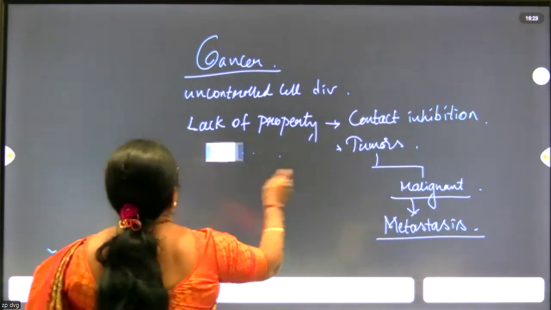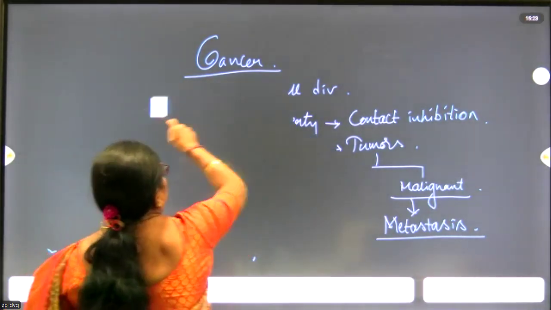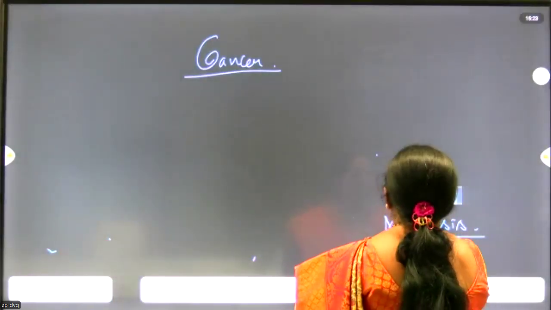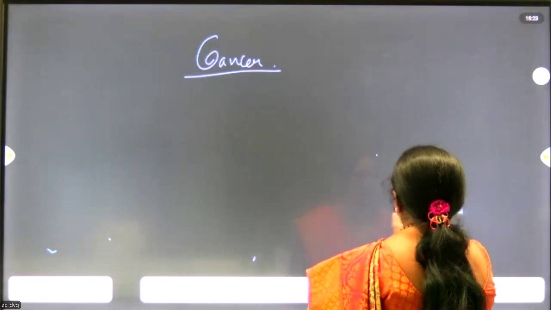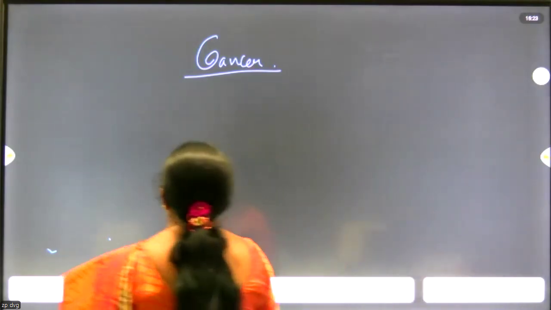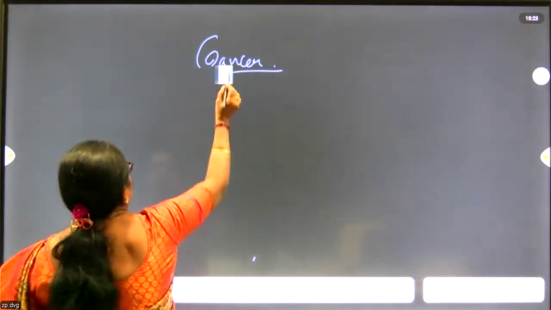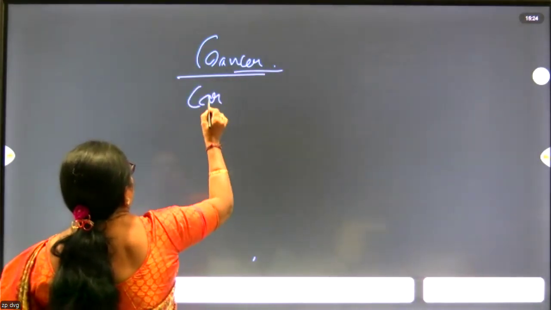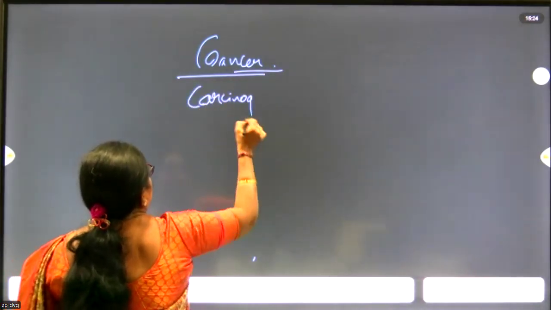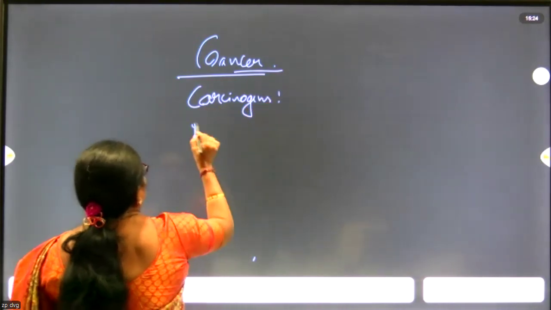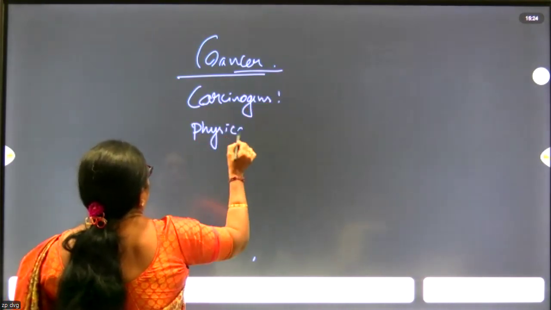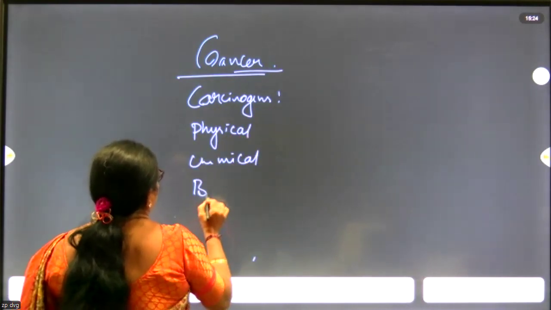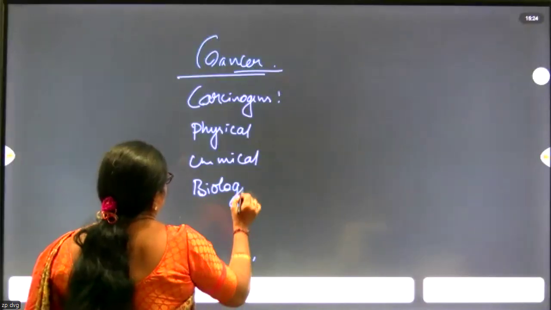Causes of cancer are of three types. So the agent that causes cancer is called a carcinogen. There are varieties of carcinogens. There are physical carcinogens. There are chemical carcinogens. Three types: physical, chemical, and also biological carcinogens.